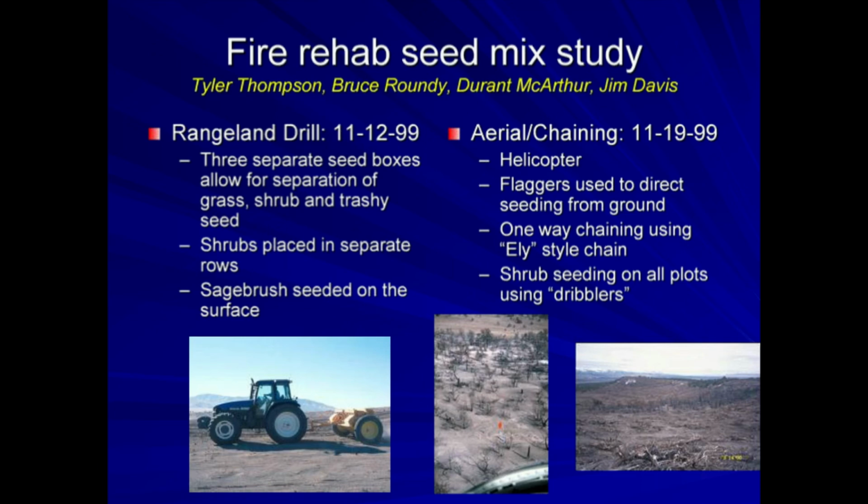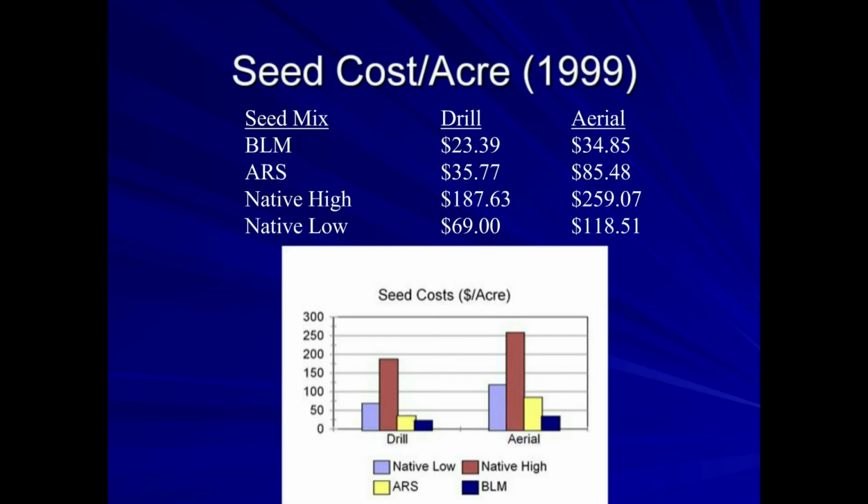The drill site, 2 of those reps completely failed because the soils were sandy and we think we buried the seed too deep. So, you know, you learn that. The aerial seeding site did a lot better. He's already showed you the costs. It's a lot more expensive. We call this the low because it was a lower diversity. We had fewer species. This was the high because it was a higher diversity and increased the rate.